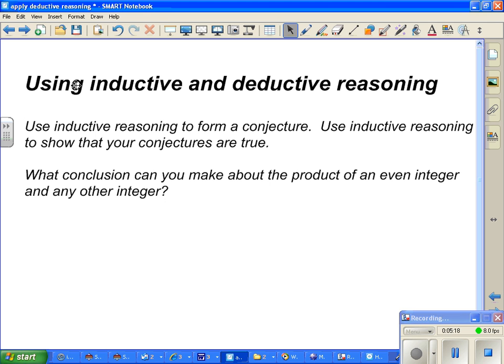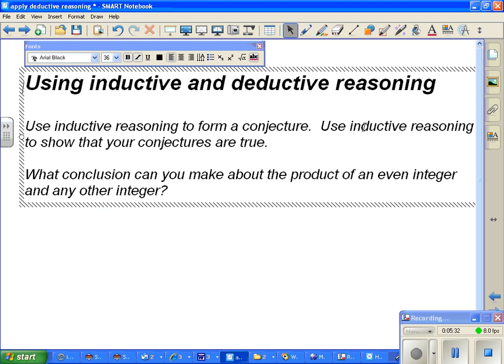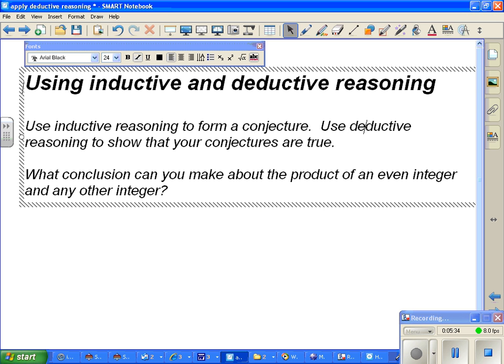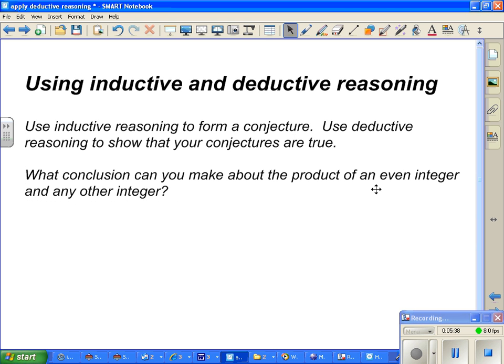Next slide, using inductive and deductive reasoning. Use inductive reasoning to form a conjecture. Use, and I didn't do this right. Use deductive reasoning to show that your conjectures are true.